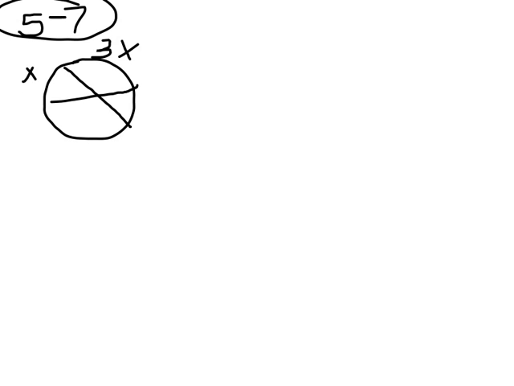So on 5.7, if you look, they've divided that whole circle up into all these different arcs, right? X, 3x, 2x, and 4x. Okay, so they're all divided up.